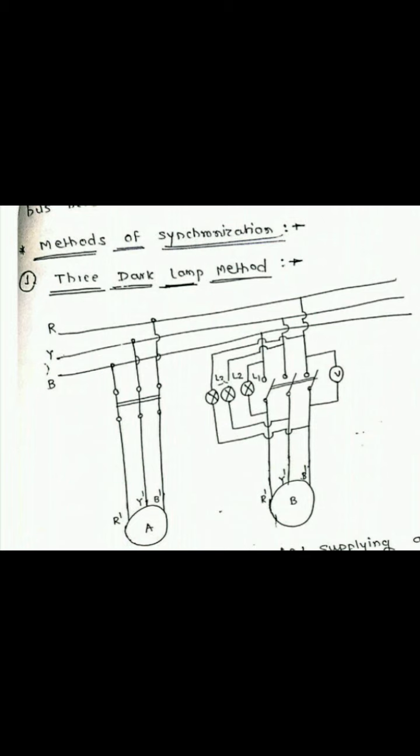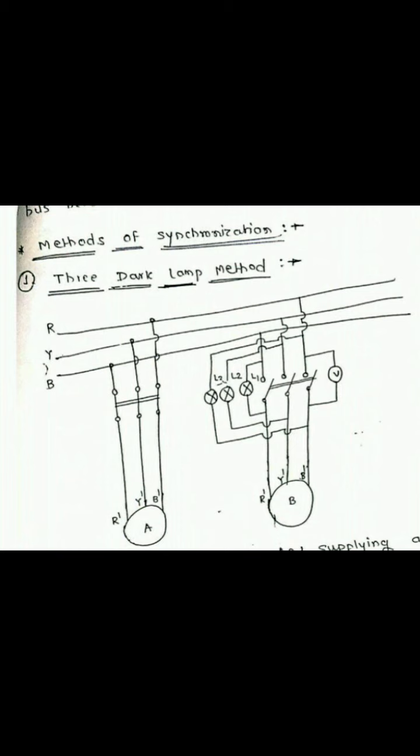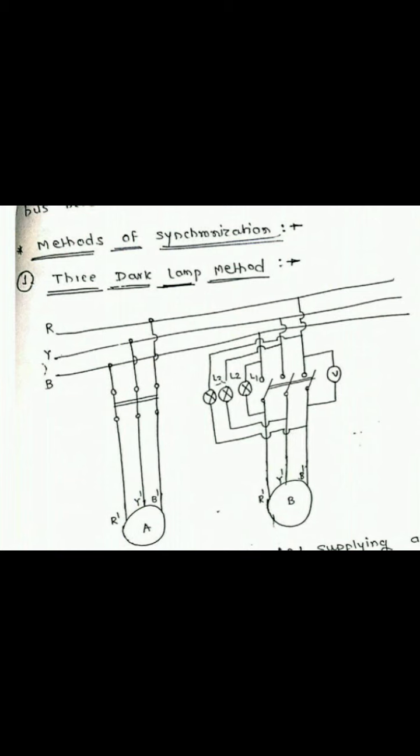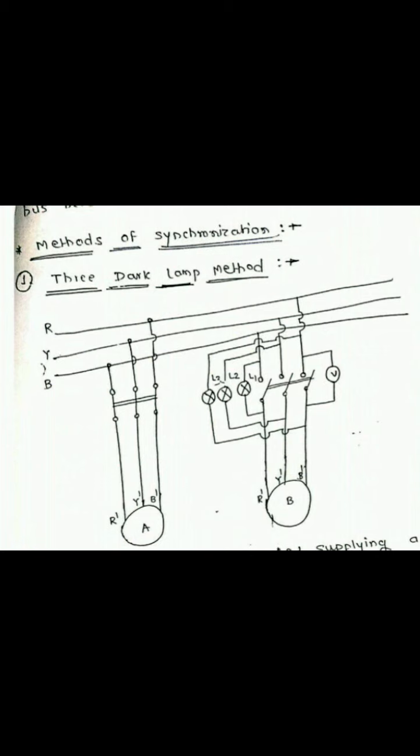If the phase sequence is okay, then these lamps go bright simultaneously and dark simultaneously. So the phase sequence remains the same. If the phase sequence is not the same, then flickering occurs. In that case, this method of synchronization is not properly done.